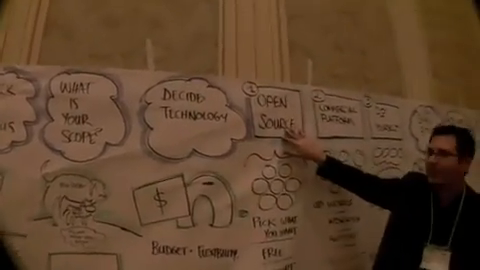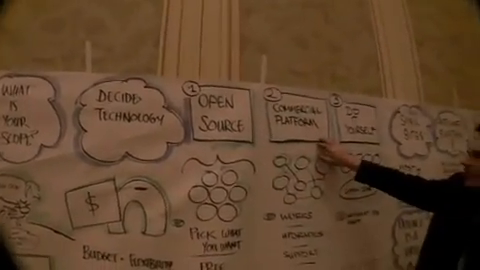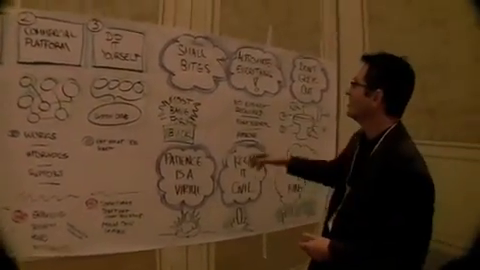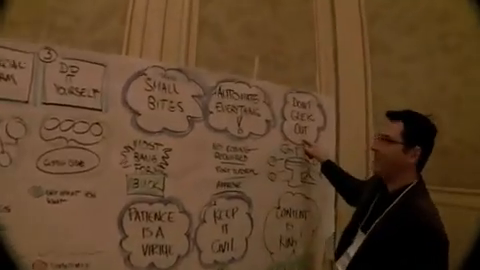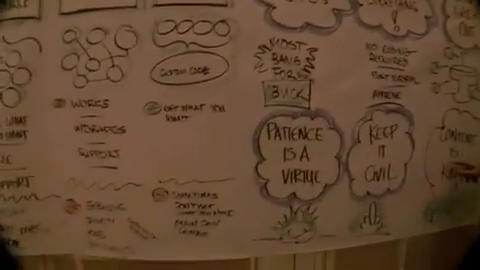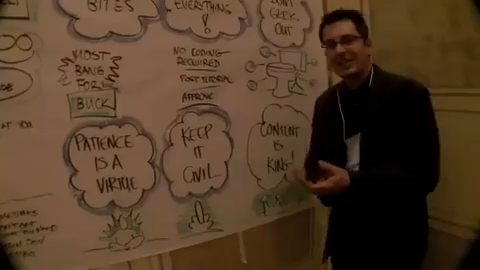And he illustrated 3 key options: open source, commercial platforms, and do-it-yourself, with what works and what doesn't work. And then he had some good in-the-trenches experiences: take small bites, make sure that you automate everything, patience is a virtue, keep it civil, and content is king.